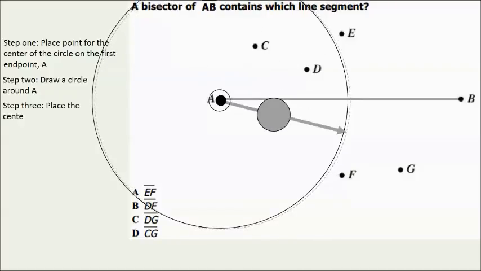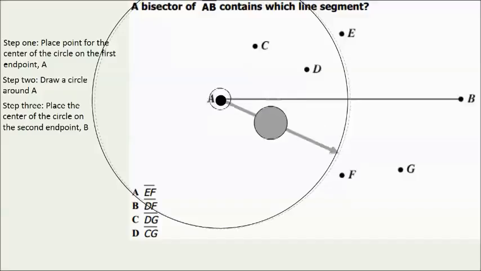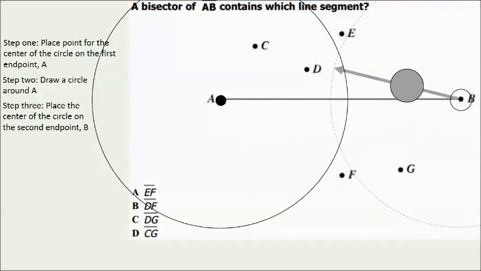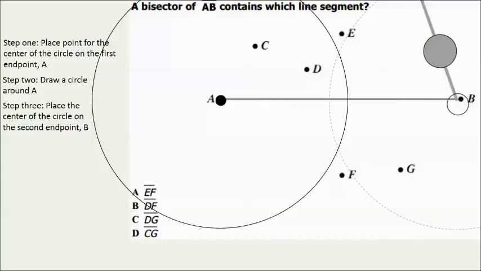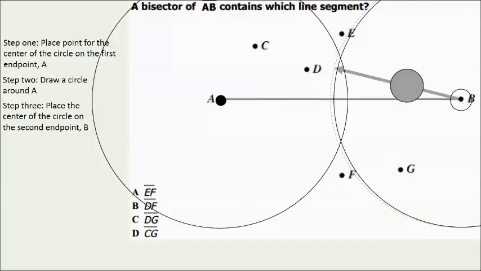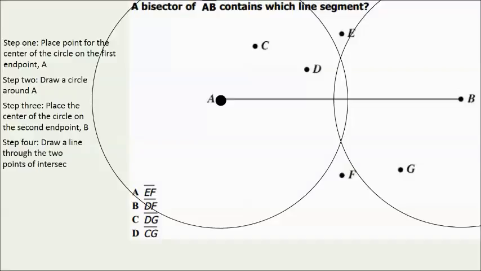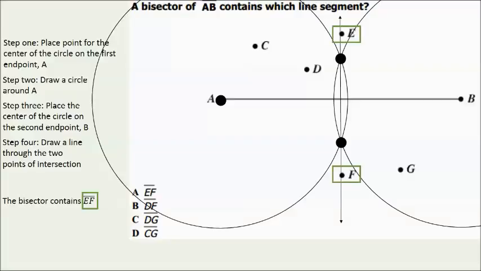Step 3, place the center of the circle on the second endpoint, B. So we're going to go all the way to the other side and draw our circle. So step 4 was draw a line through the 2 points of intersection. So we can see these 2 places where the circles hit each other. We're going to draw a straight line through them. All right. So the bisector contains EF.